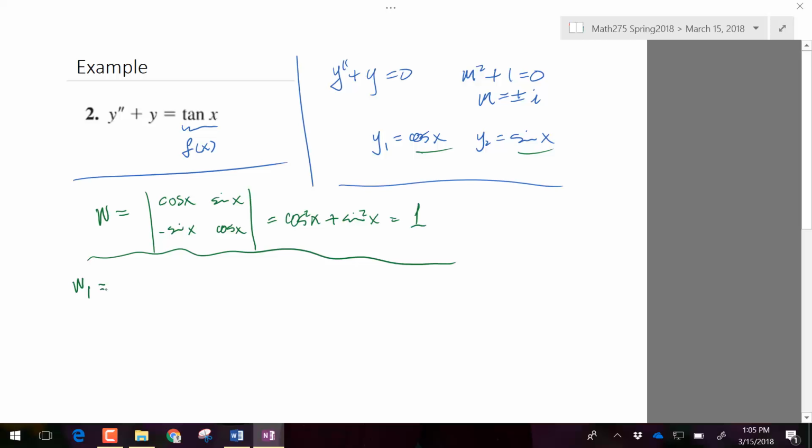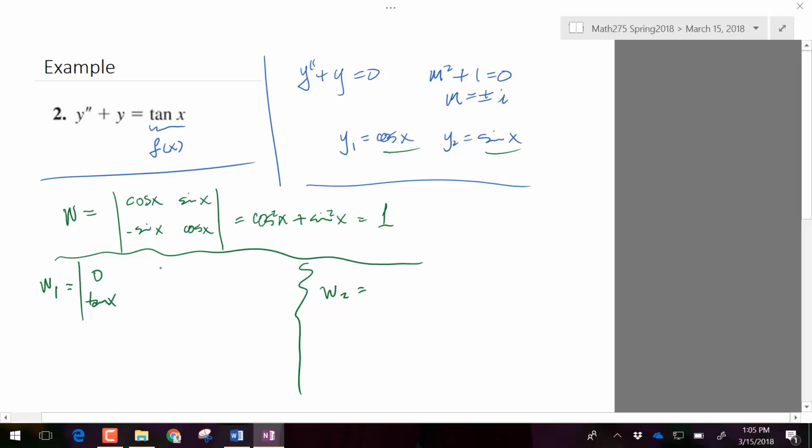Okay, so now we found the Wronskian. Now let's take a look at the modified Wronskians that we need. We need to find W1 and W2. So our W1, remember, is the original Wronskian, except in the first column, we'll have a 0 and f of x, and the second column stays the same. All right, so we get 0 minus tan x times sine x. So what's tan x times sine x? Sine squared over cosine. Let's just leave it like this for now.